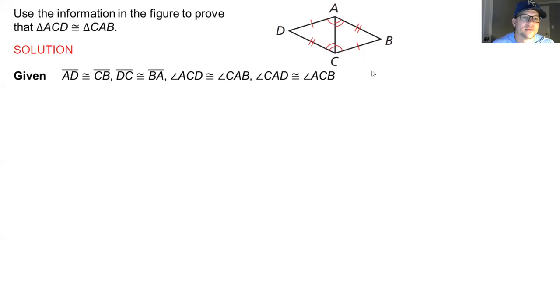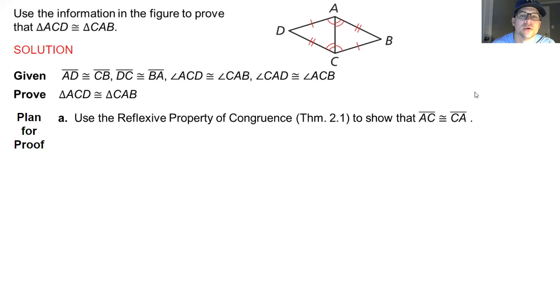So we're going to identify all of our given information based on the diagram. So all the sides that are marked the same, we're going to write our congruency statements. All the angles that are the same, we're going to write our congruency statements for those. And our final goal is to prove ACD is congruent to triangle CAB. So here's what we can do.